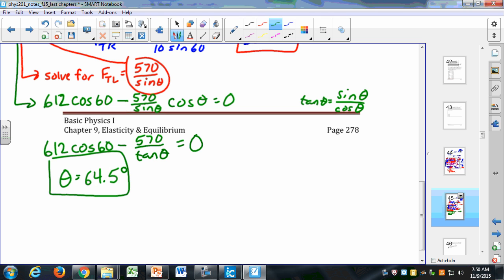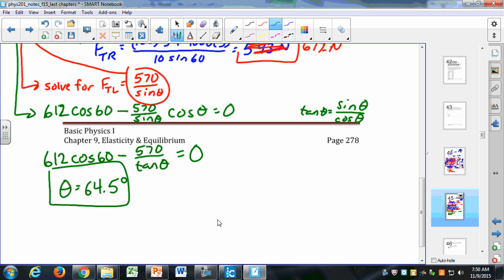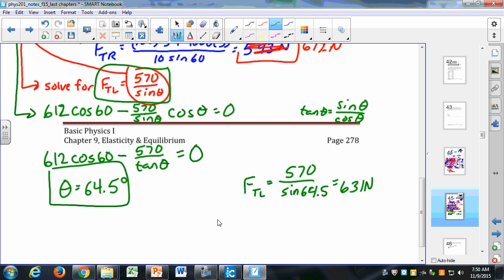So now I know FTR and I know theta. I can go back up into any one of those equations that I have and solve for FTL. Well, I'll just take this one, the easiest. I know FTL is 570 over sine theta. So FTL is 570 over sine of 64.5, and that's equal to 631. All right, so that's it. I have FTL, I have theta, and I have FTR.